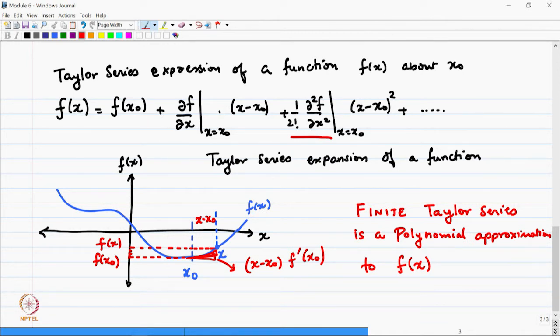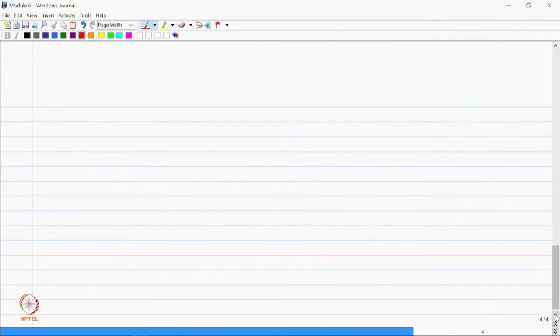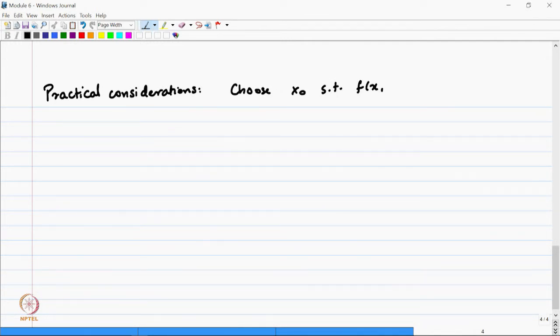So, if you want to do a Taylor series, there are practical considerations in Taylor series: choose x 0 such that f of x 0, f prime of x 0, f double prime of x 0, etc., can be easily evaluated.